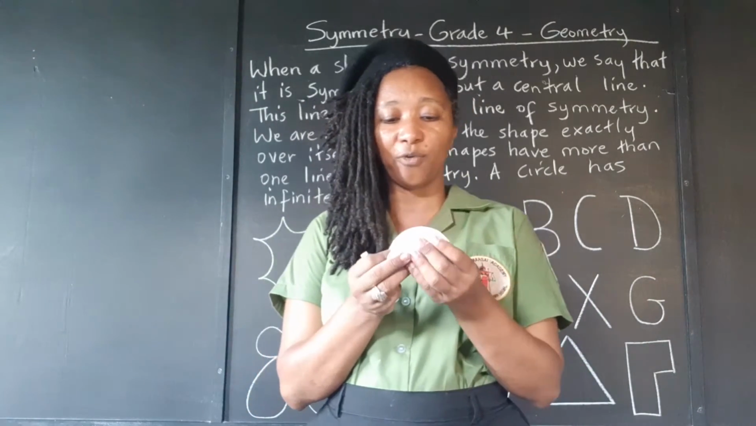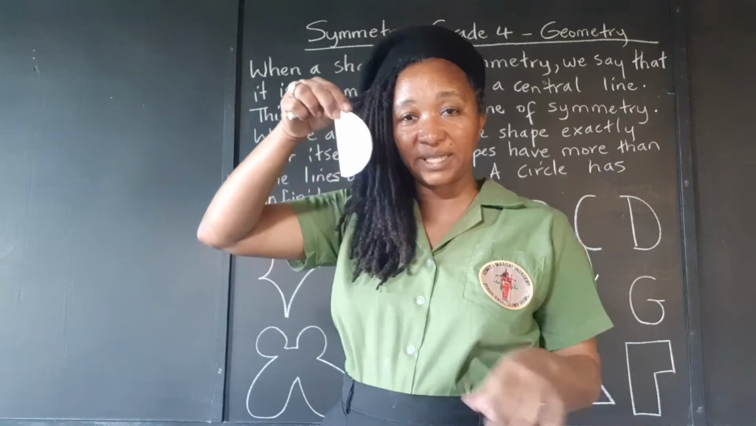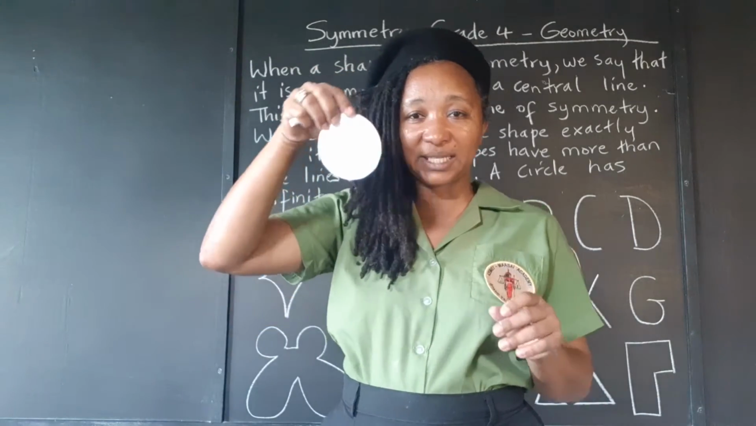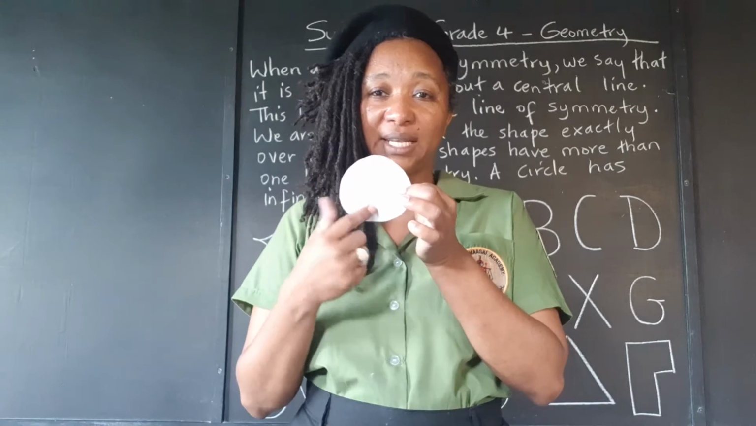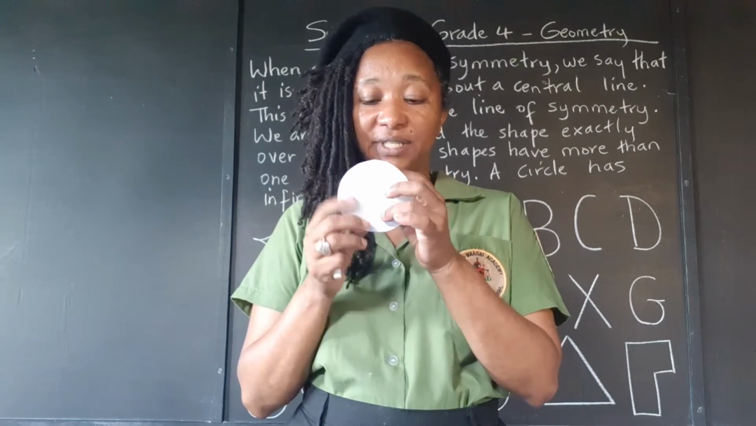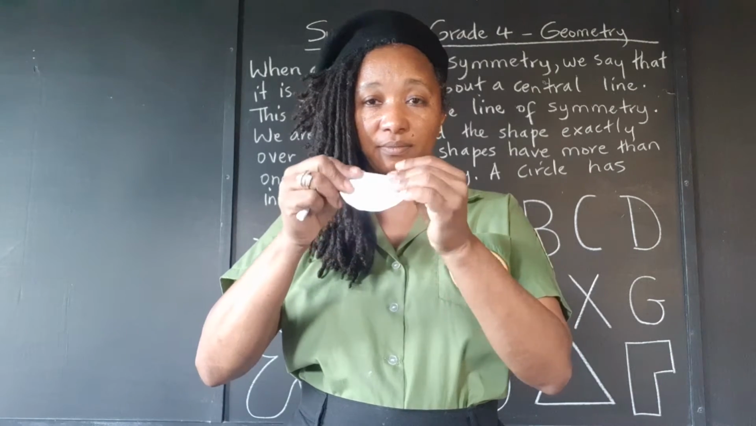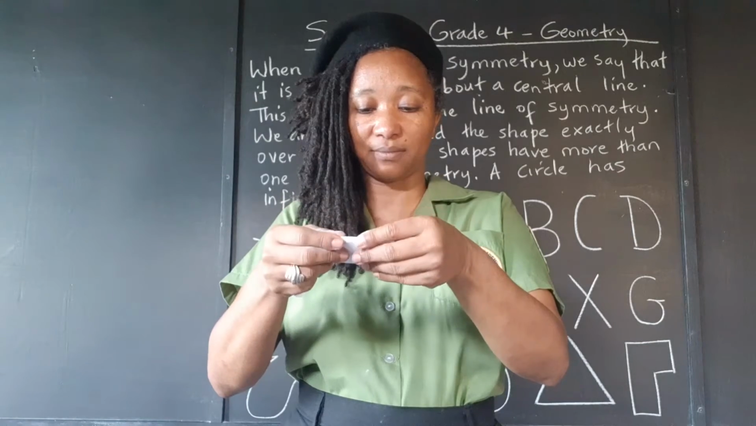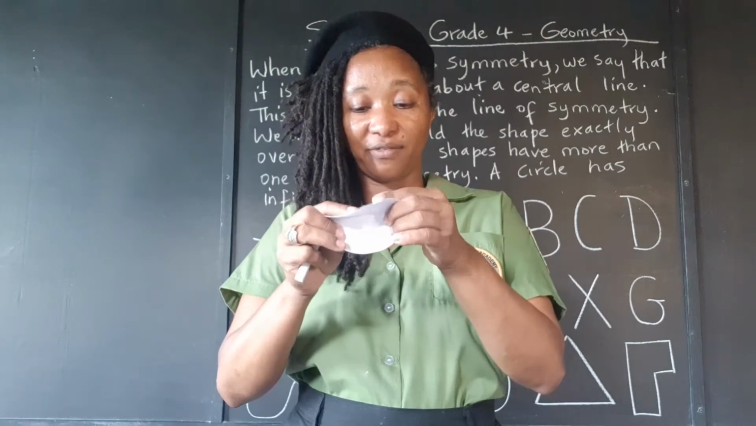Because if we look at the circle, we can fold it over itself. See, we can fold it and it fits exactly over itself. So this line in the middle, this fold that we created in the middle, that is a line of symmetry. We can fold it this way. We can fold it infinite ways. Infinite ways we can fold the circle over itself, right?